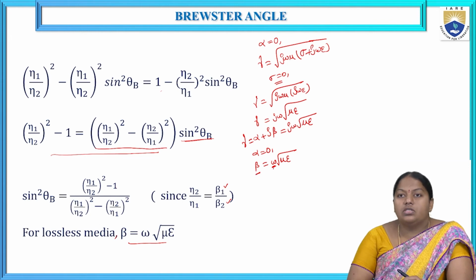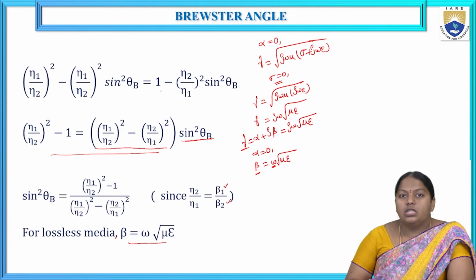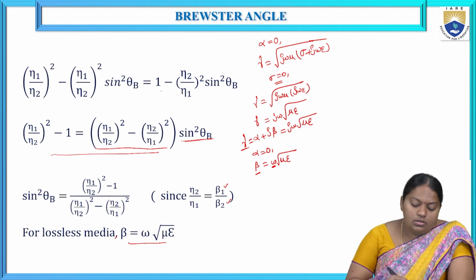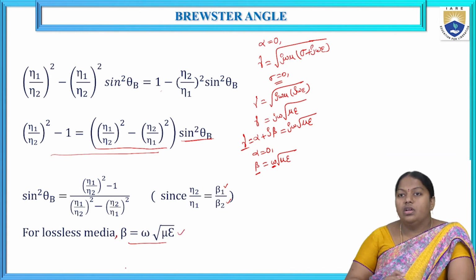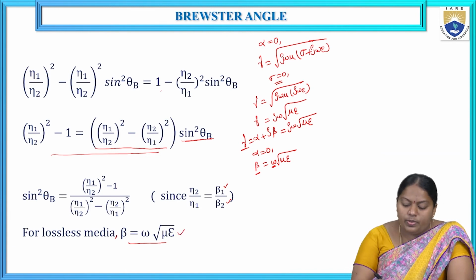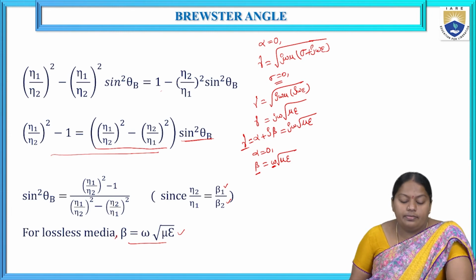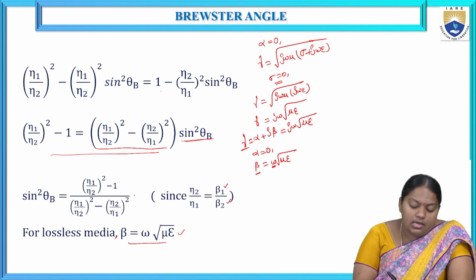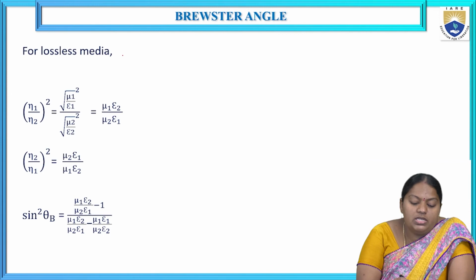Let beta be the phase constant, the imaginary term of the propagation constant. For a lossless medium, beta is given by omega root over mu epsilon. So if we substitute the eta 2 by eta 1 and beta 1 by beta 2 relations, then the sine square theta b equation becomes, for a lossless medium, eta 1 by eta 2 whole square equal to.